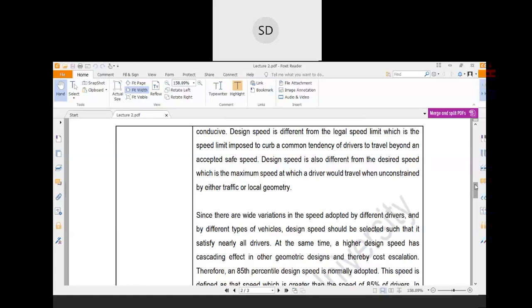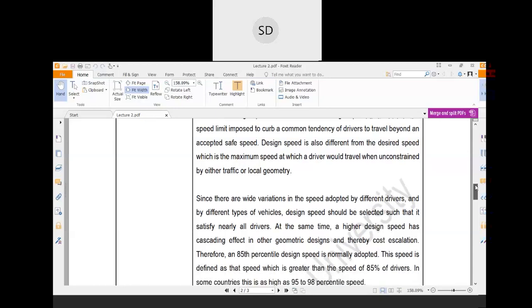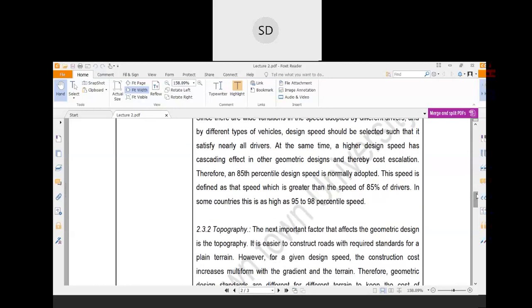Now, since there are wide variations in the speed adopted by different drivers and by different types of vehicle, the design speed should be selected such that it satisfies nearly all drivers. So for that reason, you have to go for that speed, the 85 percentile speed, 98 percentile speed, like that.